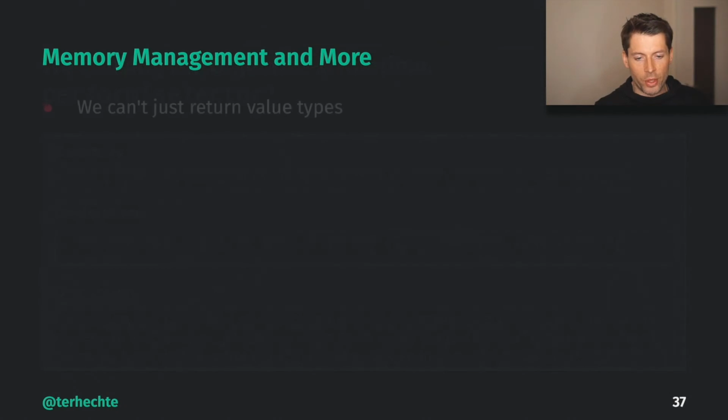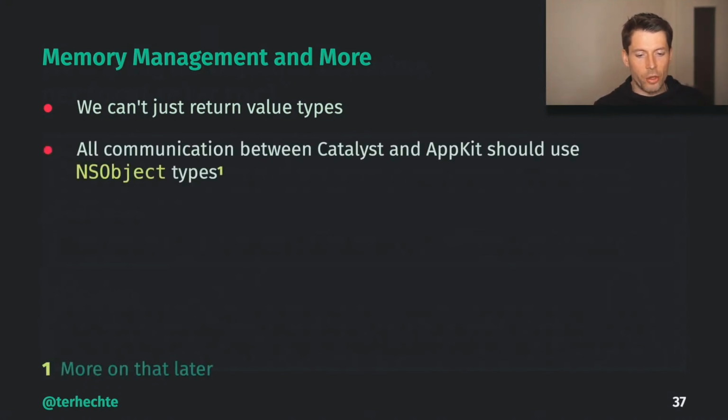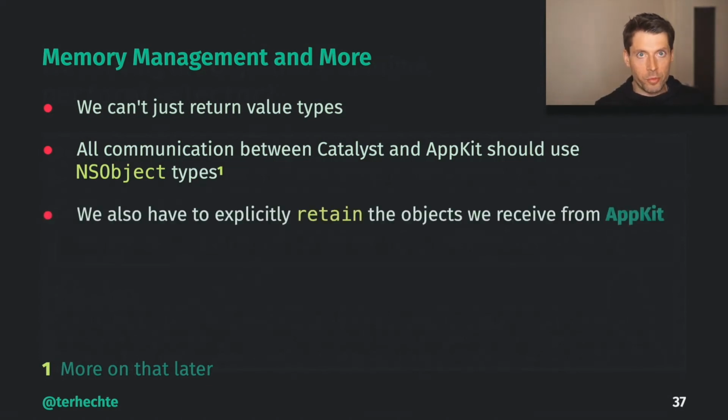And so in terms of memory management, when you communicate between AppKit and UIKit, you have to make sure that you can't just return value types. And that all communication between Catalyst and AppKit should really use NSObject types. And there's a bit more on that later in this talk. We also have to make sure that we retain the objects that we receive from AppKit because they are not retained on the AppKit side for us.